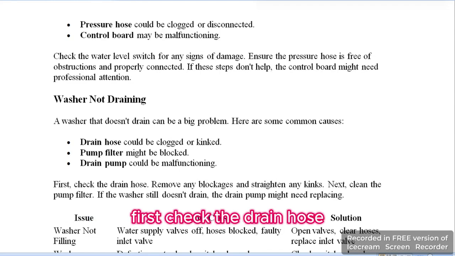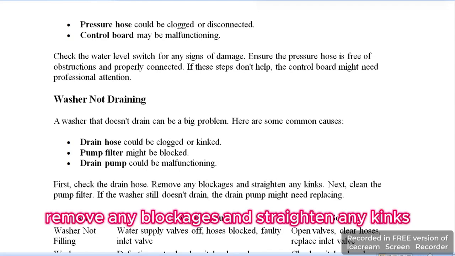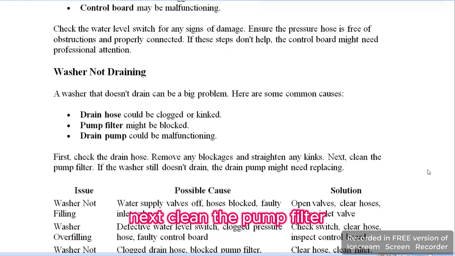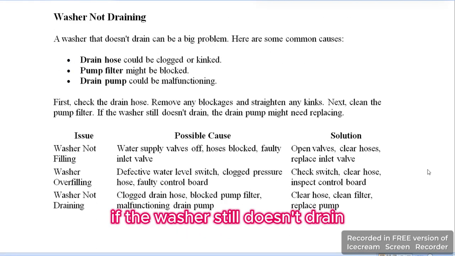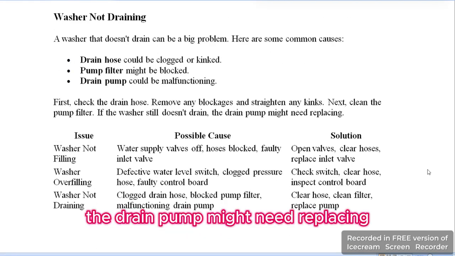First, check the drain hose. Remove any blockages and straighten any kinks. Next, clean the pump filter. If the washer still doesn't drain, the drain pump might need replacing.